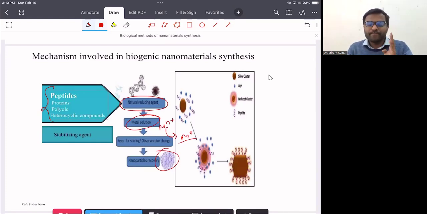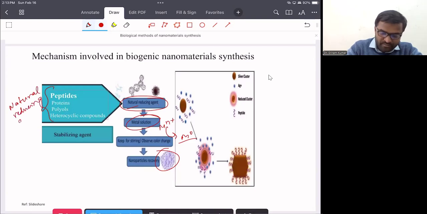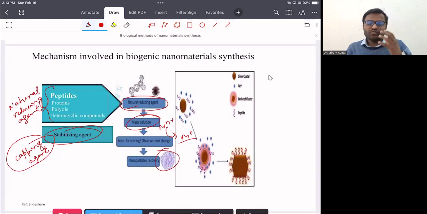So here, the biological sample, or the extract from the biological sample, has two important roles. One is that it acts as the natural reducing agent, and the second is the stabilizing agent. Maybe we can say the capping agent. So if we use the capping agent on the nanomaterials, that capping agent, or stabilizing agent, keeps stabilizing the nanomaterial in the solution phase.